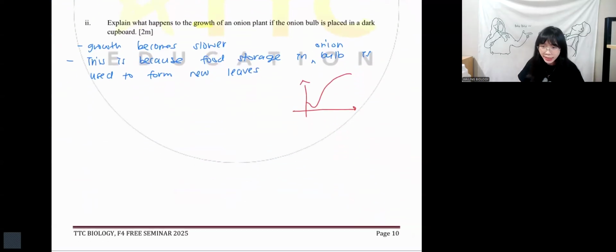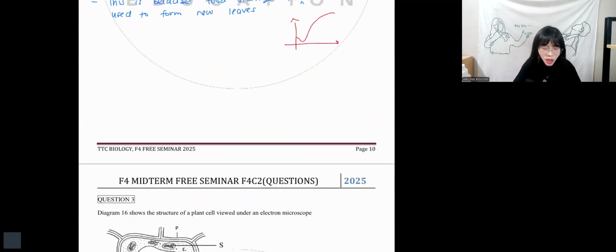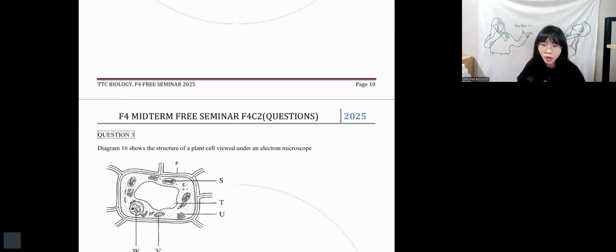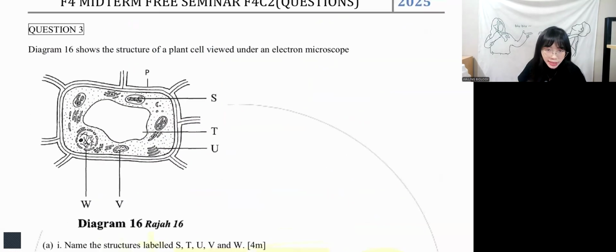Okay, now next, we're going to look at question 3. Diagram 16 shows the structure of a plant cell under an electron microscope. Label P, S, T, U, V, W. Label everything together. Label P first. They say this is a plant cell, obviously. The outer layer of a plant cell is called the cell wall. Very good, cell wall. And then for S, it looks like Baymax eyes. What is S? S is a chloroplast, correct? Chloroplast. And then we have T, one large vacuole. All right, one large vacuole.